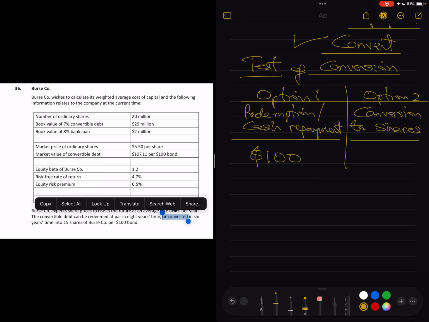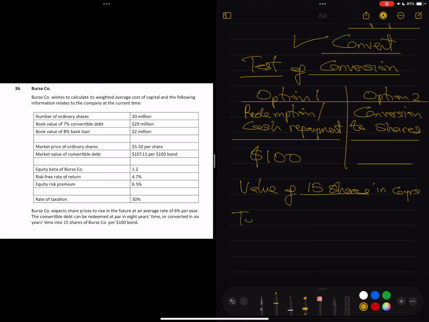So option 1 is wait for the 8 years' time of the bond and collect $100 for each bond. Or you might not even have to wait till 8 years. In 6 years' time, you can decide to convert each bond to 15 shares. So the question is, what is the value of the 15 shares? That's what we need to know. Because the value of 15 shares, that is our conversion value here. What is the value of 15 shares in 6 years' time?